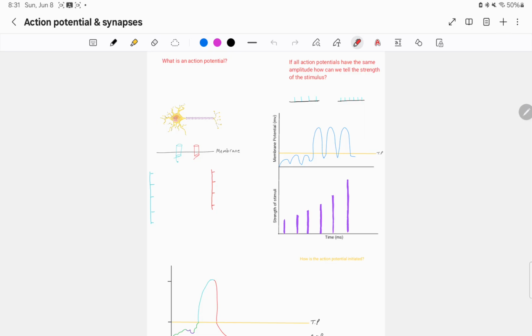In today's video, we will pick up where we left off from the graded potential and we'll start talking about an action potential. So how does the graded potential become an action potential? We said it has to hit threshold. We'll talk about all of that.